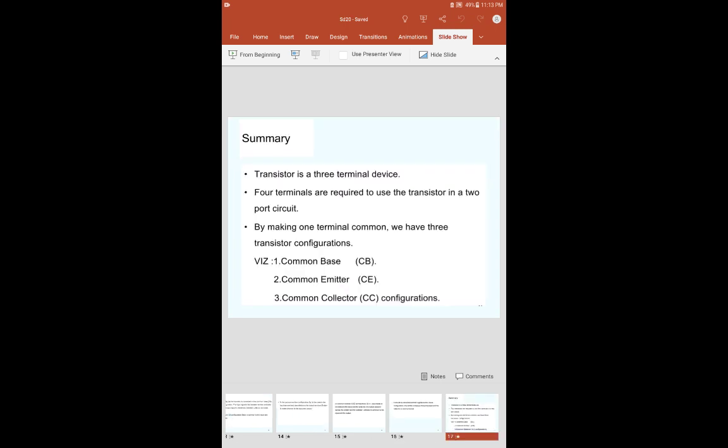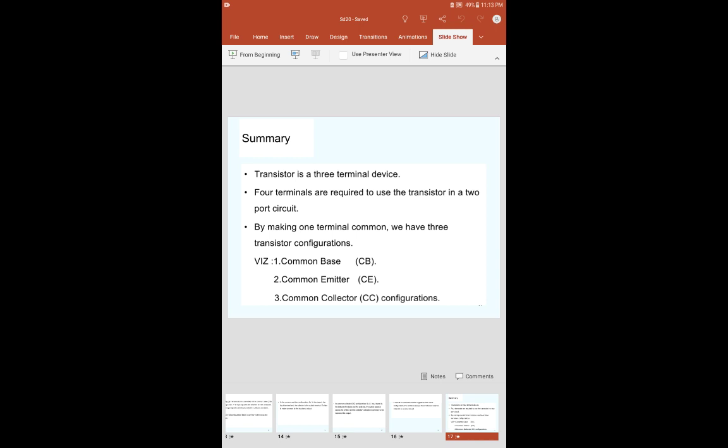Transistor is a three-terminal device. We know that it is a three-terminal device. 4 terminals are required to use the transistor in two-port mode. So 4 terminals are required to achieve the amplification using transistor. So to get a two-port circuit, how will this three-terminal device be changed?